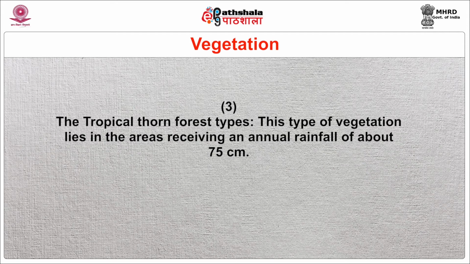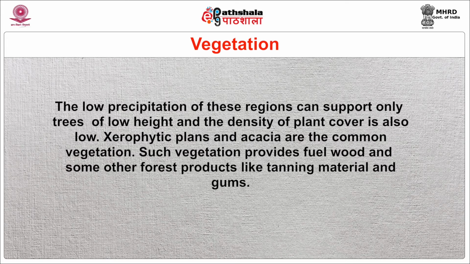The third and the last in this category is the tropical thorn forest type. This type of vegetation lies in the areas receiving an annual rainfall of about 75 centimeters. The low precipitation of these regions can support only trees of low height and the density of plant cover is also very low.